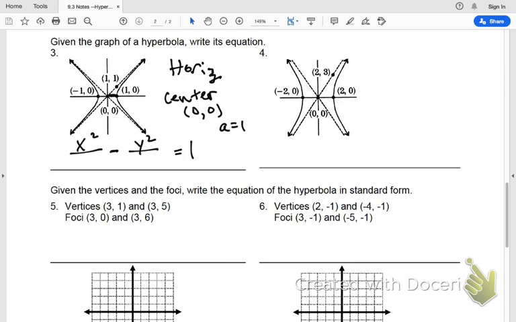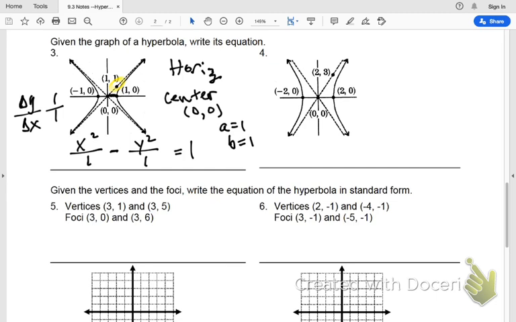If you'll notice, this point right here, the 1, 1, tells me that my slope on those asymptotes, my change in y over my change in x, is 1 over 1. So I also know that my b value is 1. So it's going to be x squared over 1 minus y squared over 1 equals 1. So that's the equation of the first one.